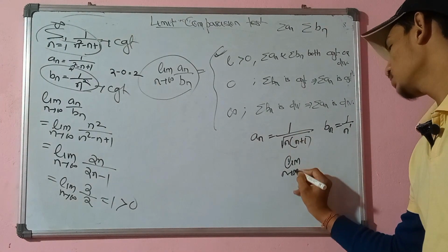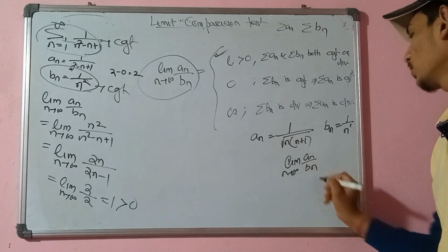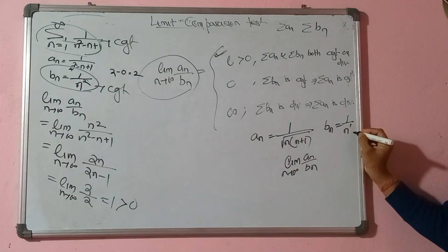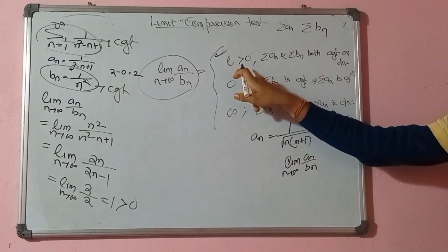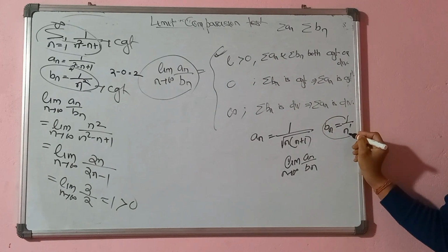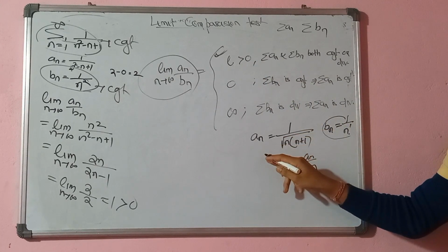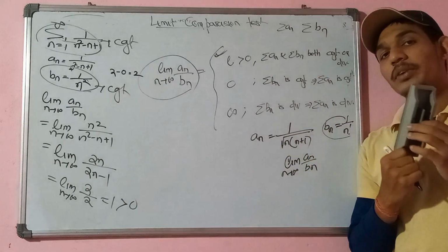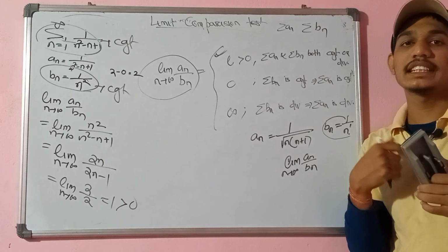Then you have to find the limit as n tends to infinity of An by Bn. Whatever you get, if you are getting greater than 0, and Bn is divergent here, then my An will diverge. Okay, so hopefully what I explained today is clear. We will see in the next video.